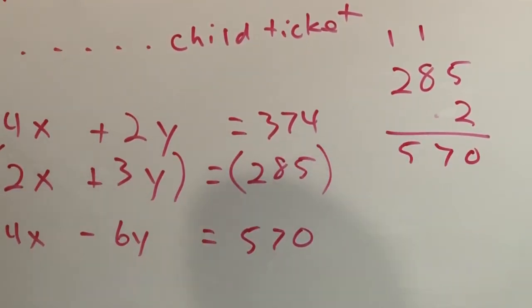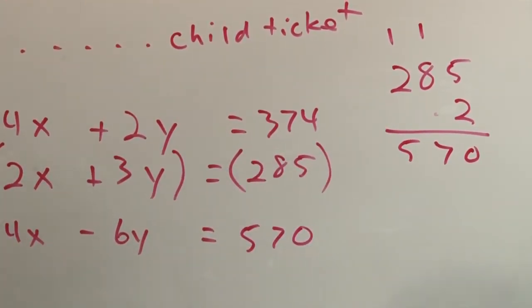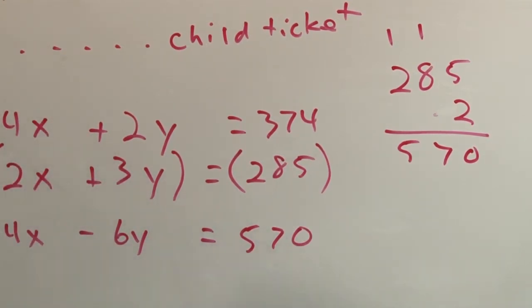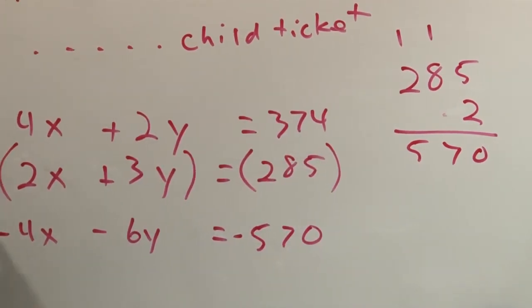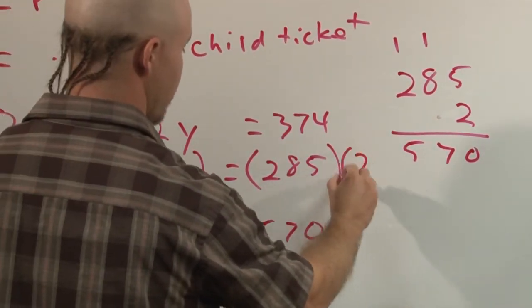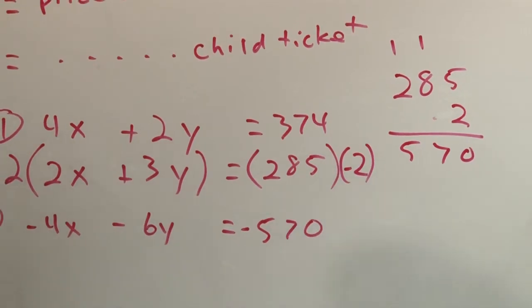So this has to equal 570. So now our equations are, here's our 1, here's our 2. It's a negative 570 at that, and that's because we're multiplying by -2. We should probably have this here so we can see what's going on.